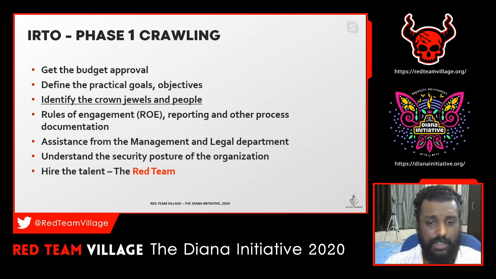It is always not about owning the domain admin or obtaining domain admin credentials. It is always about the critical assets or crown jewels of your organization. So the critical assets need to be identified. Critical people need to be identified. They are more vulnerable to an attack, right? So all these things come under understanding the existing security posture of the organization.